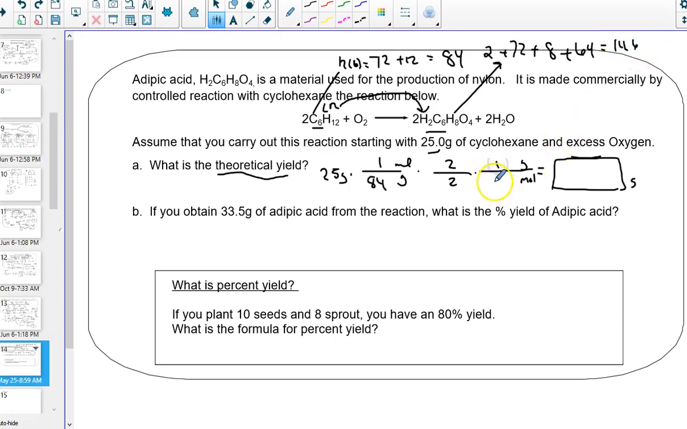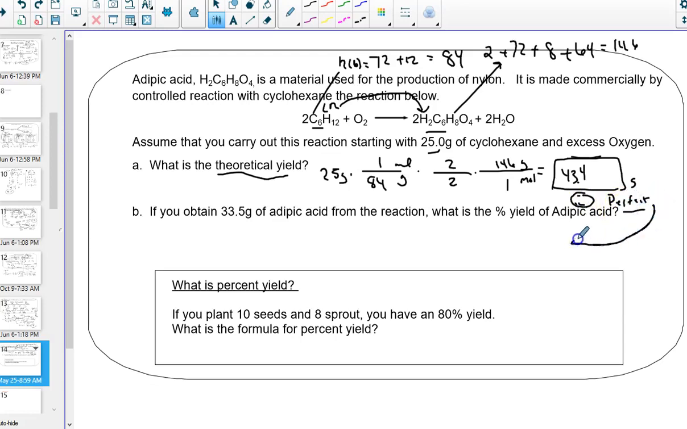Okay, 1 to 146, grams to 1 mole. That's why those units are so nice to keep you on track. Let's run this through here. Okay, 25 divided by 84 times 2 divided by 2, I'm going to nix that calculation, times 146 equals 43.4. 43.4. That's the amount of grams that if you were absolutely perfect, that's what you get.